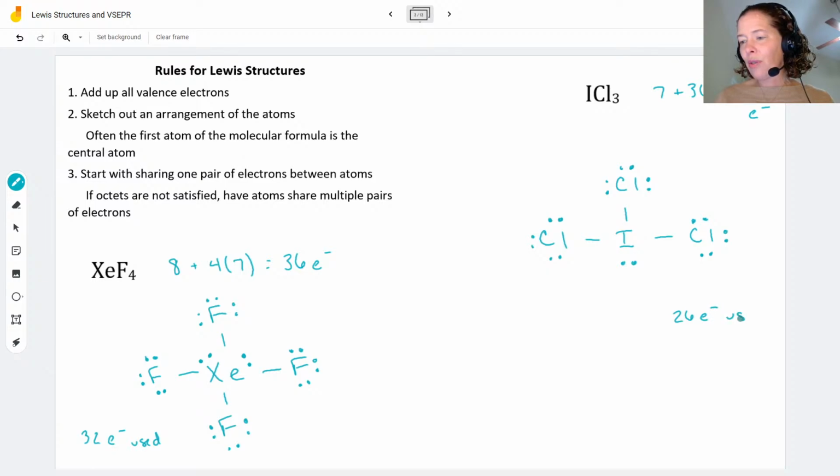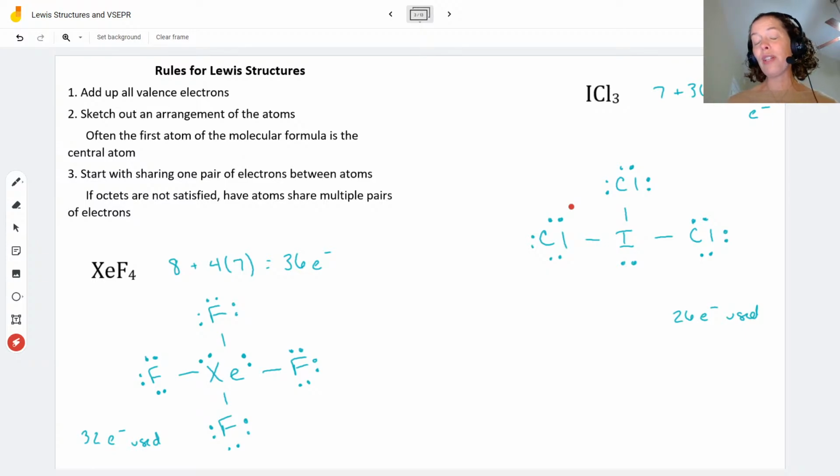26 have been used so far, but I need to do 28. So let's check and make sure everybody's octet is filled first before I start expanding. All right, so if I look at iodine, my central atom, I have 2, 4, 6, 8 electrons. Okay, great. If I look at chlorine, I have 2, 4, 6, 8, and you can see these other chlorines are the same. Single bond, 3 lone pairs, single bond, 3 lone pairs. So everybody's octet is already satisfied, which means I can start expanding.